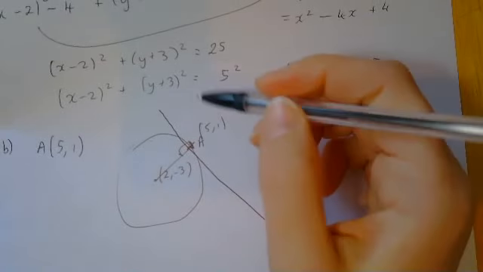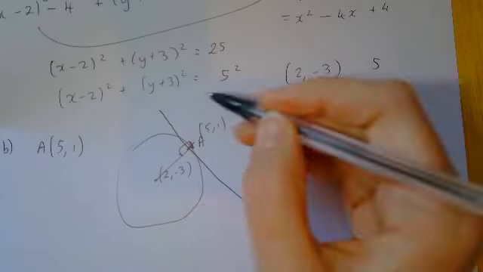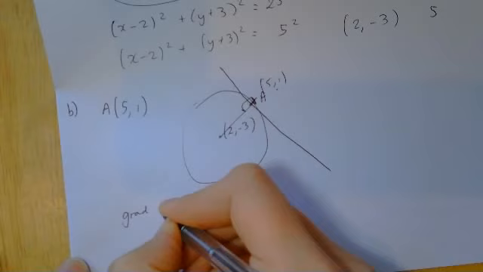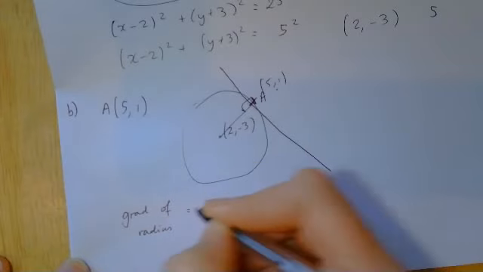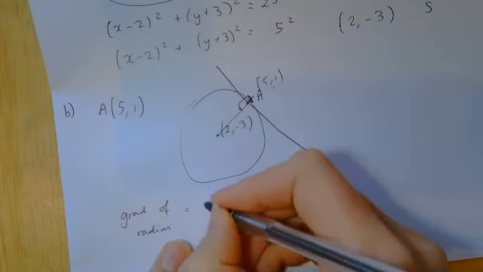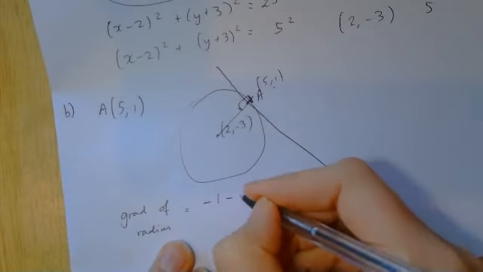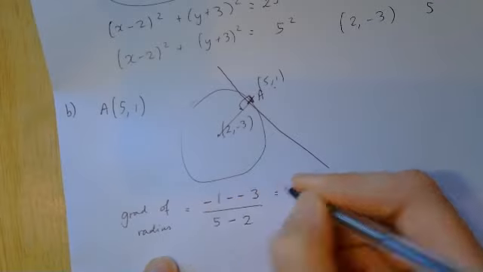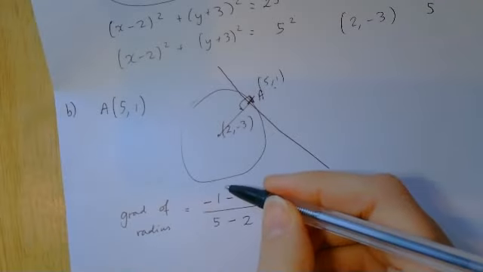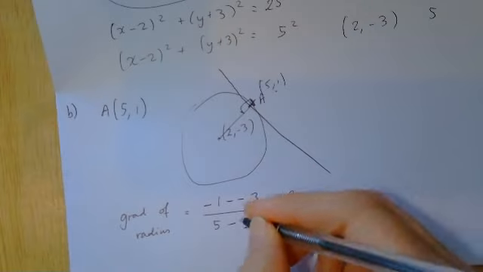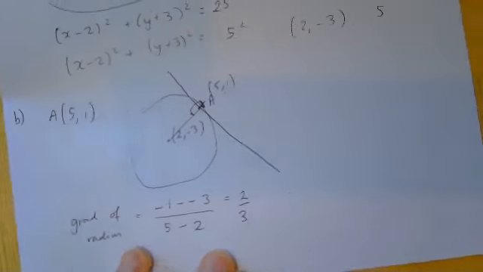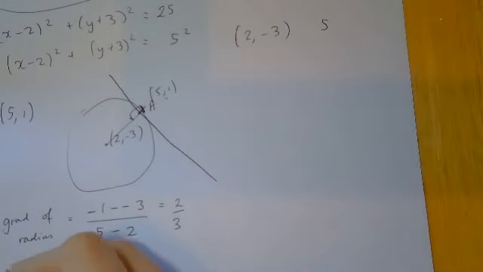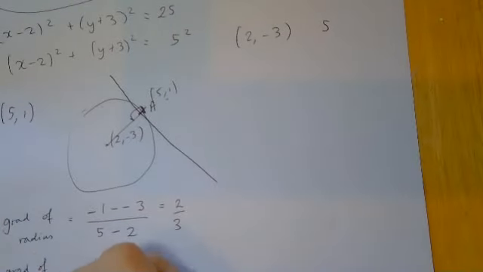Tangent and radius are very much perpendicular. If you find the gradient of your radius and find the negative reciprocal, that will be the gradient of your tangent. I've got a point on the tangent. Happy days, let's go. So, let's find the gradient of the radius, which is going to be the difference in y's, so y1 minus y2, over the difference in x's, which is going to be minus 1 plus 3, which is 2. 5 minus 2 is 3. Right, the gradient of the radius is 2/3, I think.